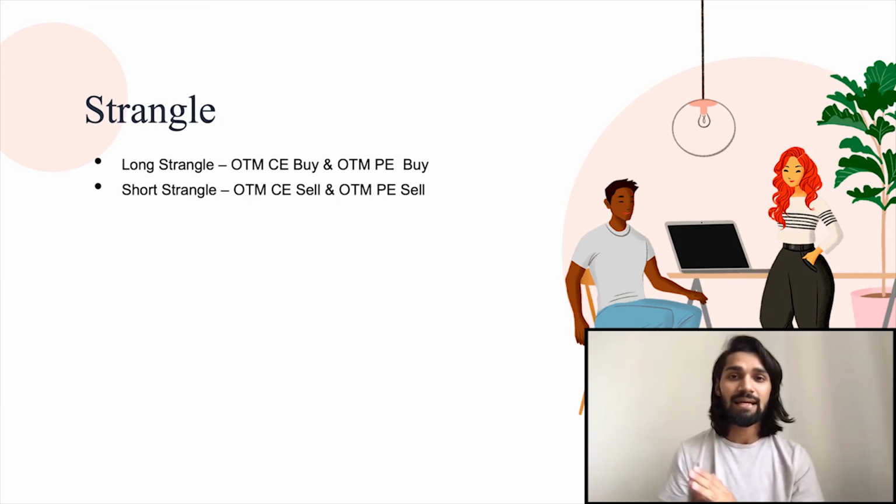Strangle is basically a cheaper version of straddle, because instead of buying at the money, you are buying out of the money options. Hence, you can consider Strangle to be a slightly cheaper and a better version of straddle.